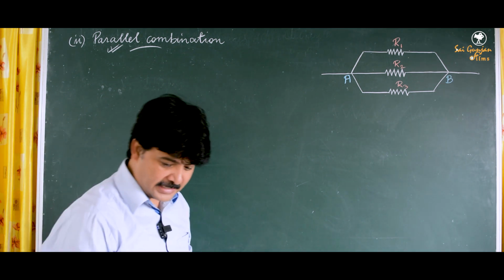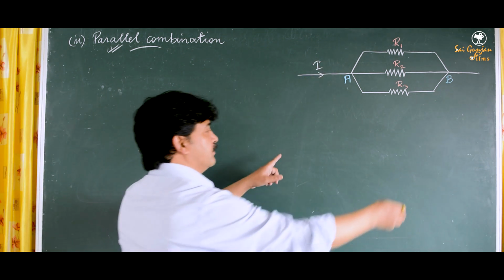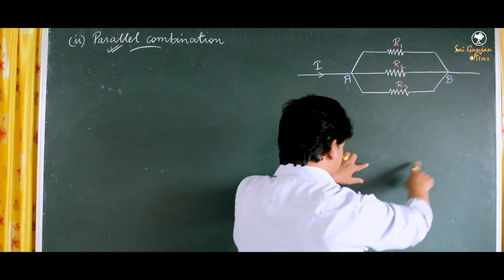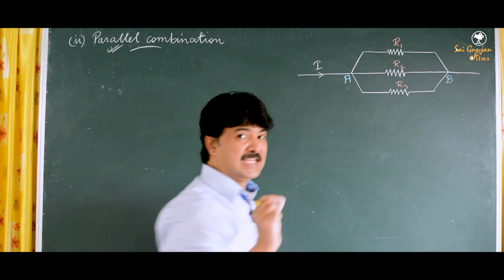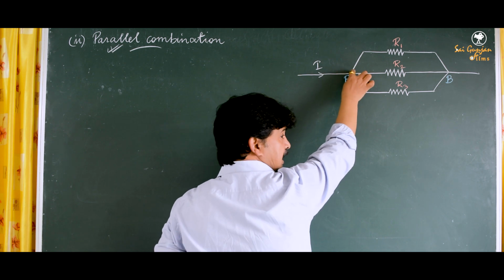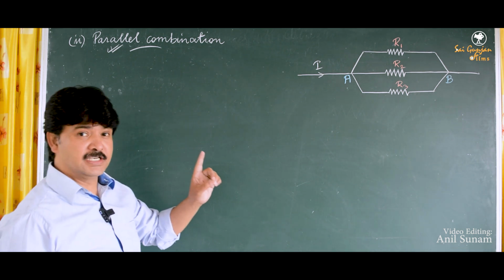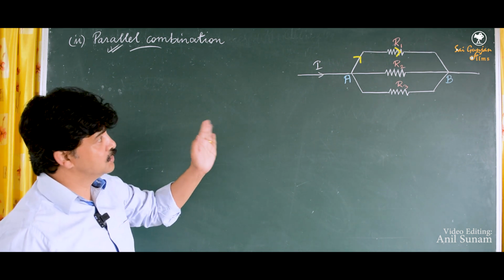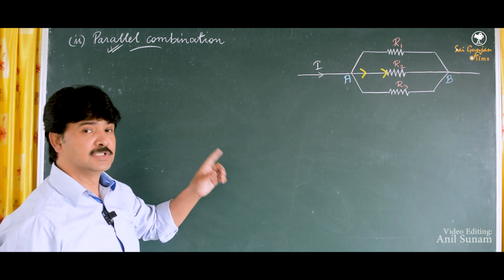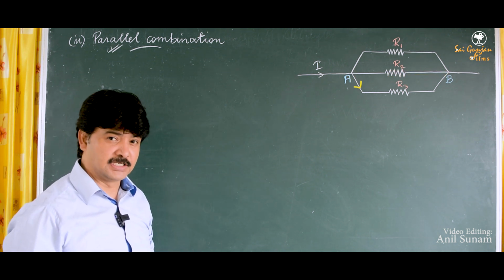Now let's say I is the current drawn from the circuit. So there is a source, that means a cell somewhere here. From the cell comes the current I, which is the main current. But when this current comes to the point A, the current gets divided, isn't it? So a part of the current will flow through R1, and a second part of the current will flow through R2, and the remaining current will flow through R3.